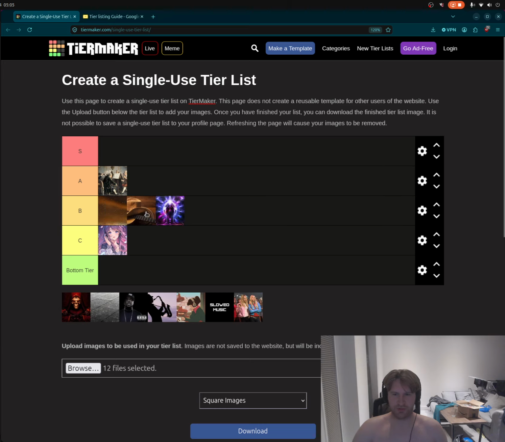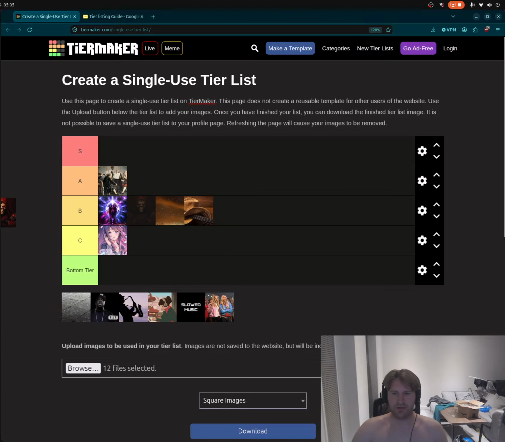Actually, let me put it above. Actually, let me put it here because it's a bit better than brown. So I got the Diablo icon here, but this is video game music. Now, video game music, and in particular, I'm talking about video game ambient music, is pretty good. The issue is again, some of it can be slightly distracting. And because of the distracting factor, I'll put it in B.